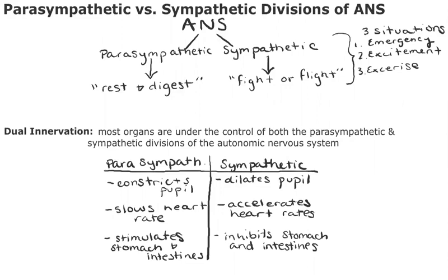There are a few exceptions to this. There's really 3. The first is your blood vessels, your sweat glands come next, and finally your hair muscles. All 3 of these are exclusively under sympathetic control. So we only adjust these in those 3 emergency, excitement, and exercise situations.